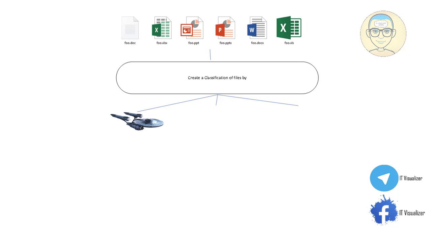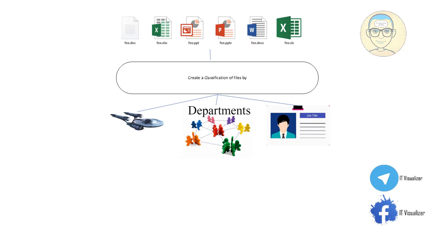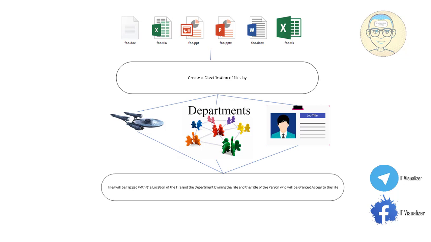So we will classify them by location, but I will discuss why it is different, even though we have implemented it before. We will also classify by department. Also, we have done this before, but I will say what the difference is. And then by the job title. This is the third classification. Files will be tagged with the location of the file, the department owning the file, and the title of the person who will be granted access to the file.